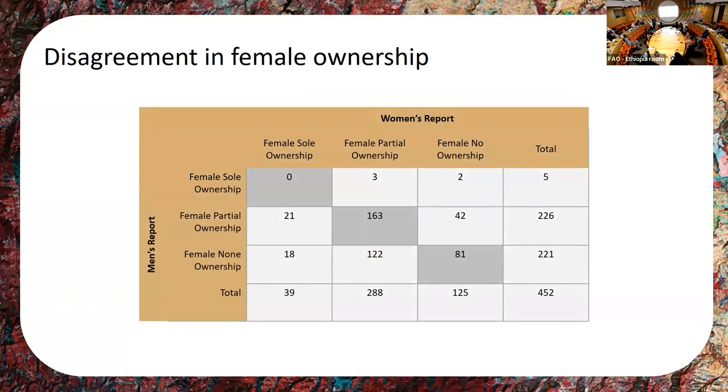And then finally, the last thing I want to show you on disagreement is on female ownership and female decision-making. Again, the shaded cells are agreement. So as you can see, there's very little agreement on ownership. Only 54% agree on women's ownership roles on the plots. The most common disagreement is this cell right here, where the woman says she has partial ownership and her husband says she has none.